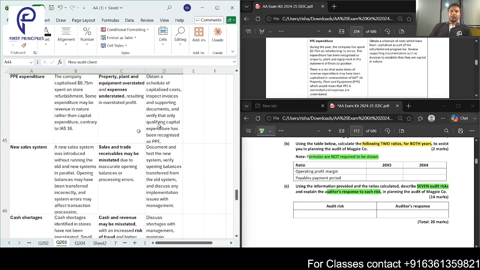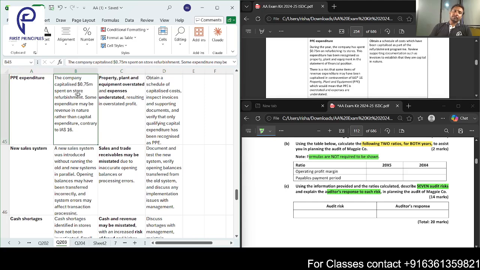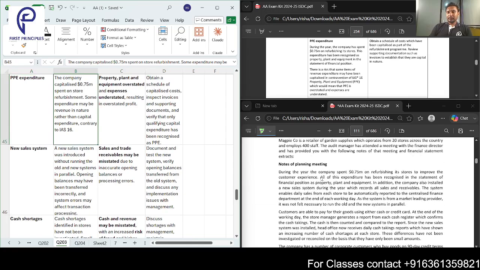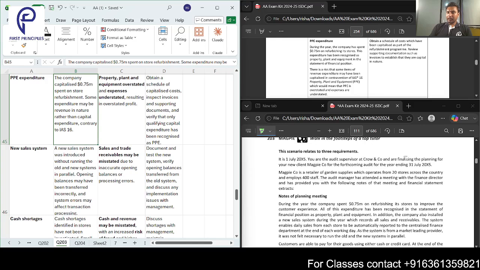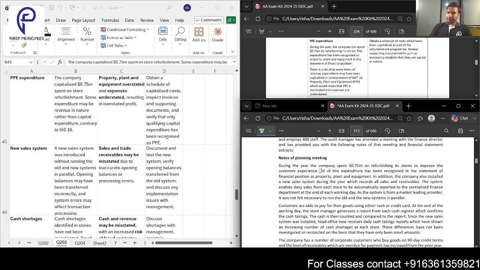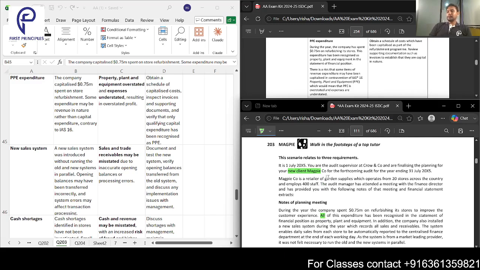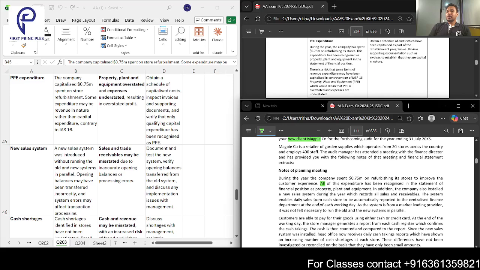Next, we look into PPE expenditure. They're saying the company capitalized 0.75 spent on refurbishment. So they've capitalized all of the money, and that is a possible problem. I'll tell you how to find it out also. First of all, new audit client has come over here, so it was easy for you to understand. Now, second, the word is all. First you pick up new audit client; second is the word all. When the company says all of the expenditure was capitalized, that is definitely a risk.